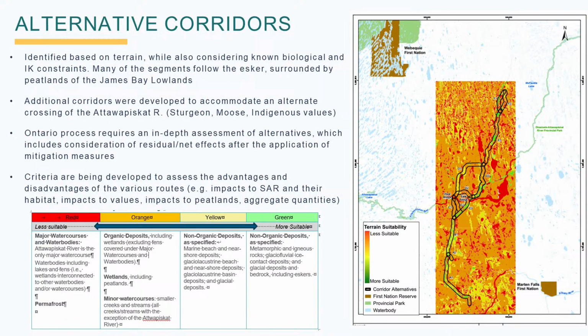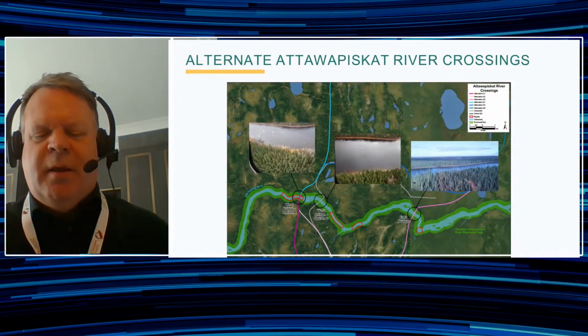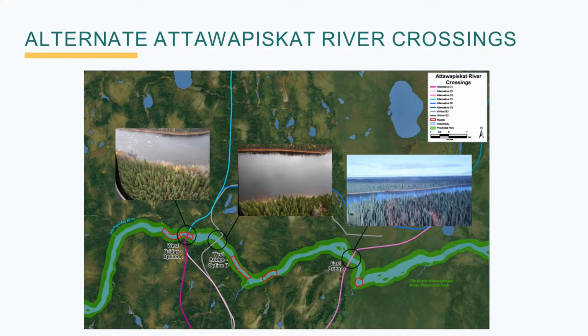Criteria have been and are currently continuing to be developed that will assess the advantages and disadvantages of the different routes. We have an example here on the screen where we're showing red as less suitable and green as more suitable, and you see in the table here, we're looking at different soil types, so organic soils versus non-organic soils. And the next slide just shows the alternate Attawapiskat River crossings. There's the West Bridge option A, West Bridge option B, and then an East Bridge crossing.